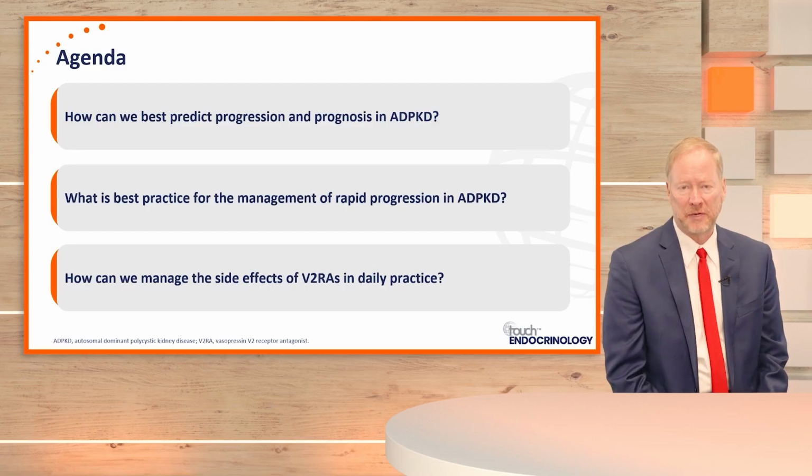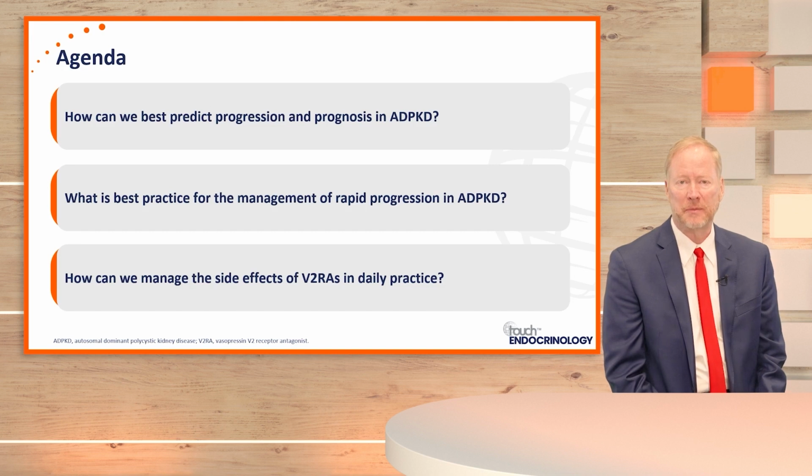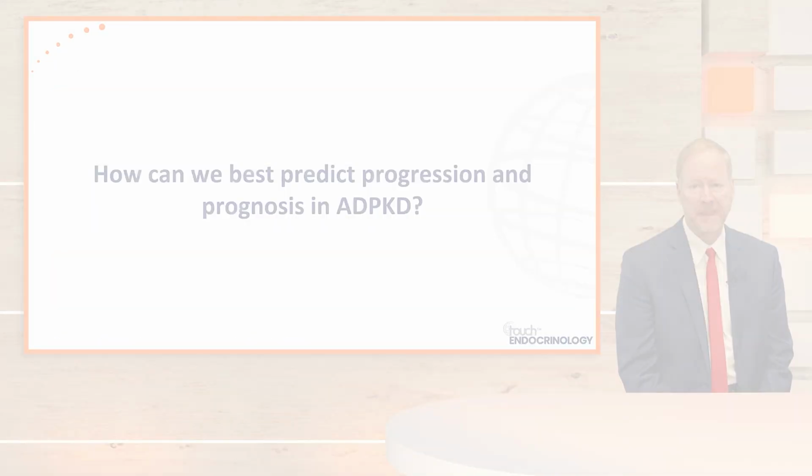Today, we're going to address three main questions. How can we best predict progression and prognosis in ADPKD? What is the best practice for the management of rapidly progressive ADPKD? And how can we manage the side effects of V2RAs in daily practice? You'll hear a number of questions raised along the way, and these questions are based on a pre-Canvas survey of a number of providers who face these questions when they deal with patients with ADPKD.